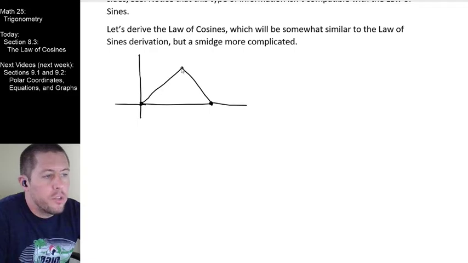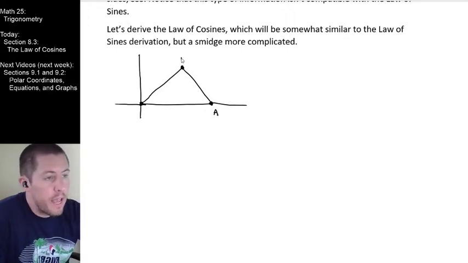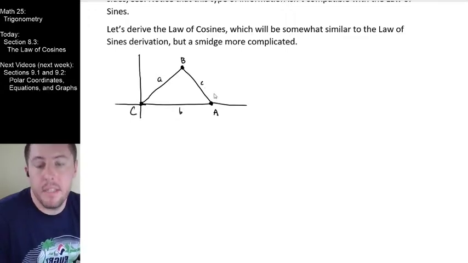And what we're going to want to do is a little bit of coordinate math with these to help ourselves out. So I'm going to label these. I'm going to label this angle A, this angle B, and this angle C. That means that we have side lengths of lowercase a, lowercase b, and lowercase c, opposite of those.